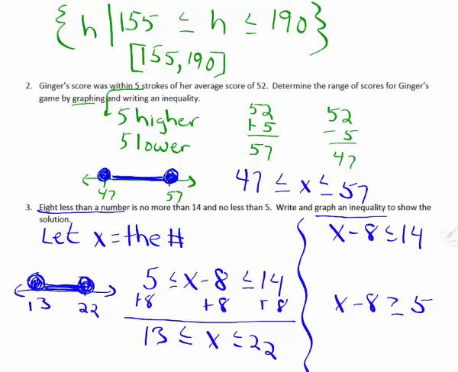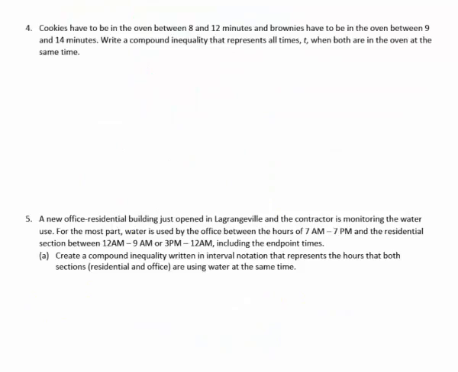Okay, so those are some ones that are all compound inequalities, conjunctions. All right, let's try another one. Cookies have to be in the oven between 8 and 12 minutes, and brownies have to be in the oven between 9 and 14 minutes. Write a compound inequality that represents all times t, where they are both in the oven at the same time. So if I'm between 8 and 12 here, and 9 and 14 here, right, that means that I'm in between when they're both in the oven.